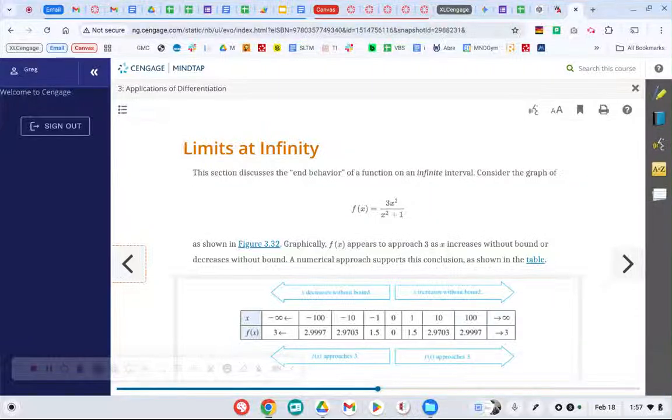What up, crew? We got a little substitute for the 5-minute lesson here, and that's because I don't need to do any writing. This is the 5-minute lesson, and honestly, I'm just going to help you follow through with the book. So here I am in 3-5, limits at infinity.